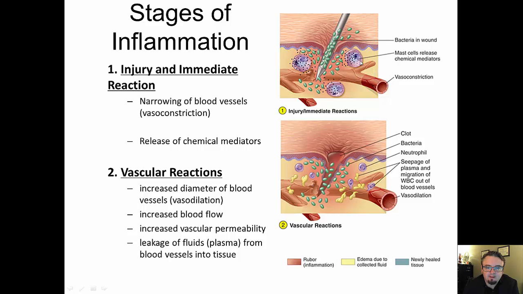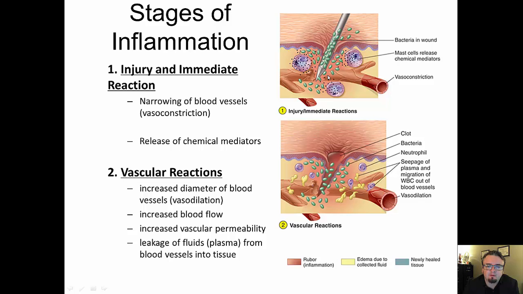And one of the first things that's going to happen is that the vessels in that area are going to constrict. The blood vessels are going to constrict, and we call that vasoconstriction. So it's a narrowing of the blood vessels. What that's going to do is cause the tissue to prevent immediate leakage. So in the very beginning, it's trying to prevent fluid loss, and then that's actually going to change. It's actually then going to increase fluid loss shortly thereafter.